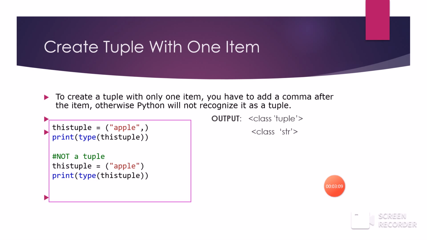In the next line you can see this tuple equal to apple with no comma. When we print type of this tuple, we can see it shows the output class str, which means string. So Python will read it as a string.